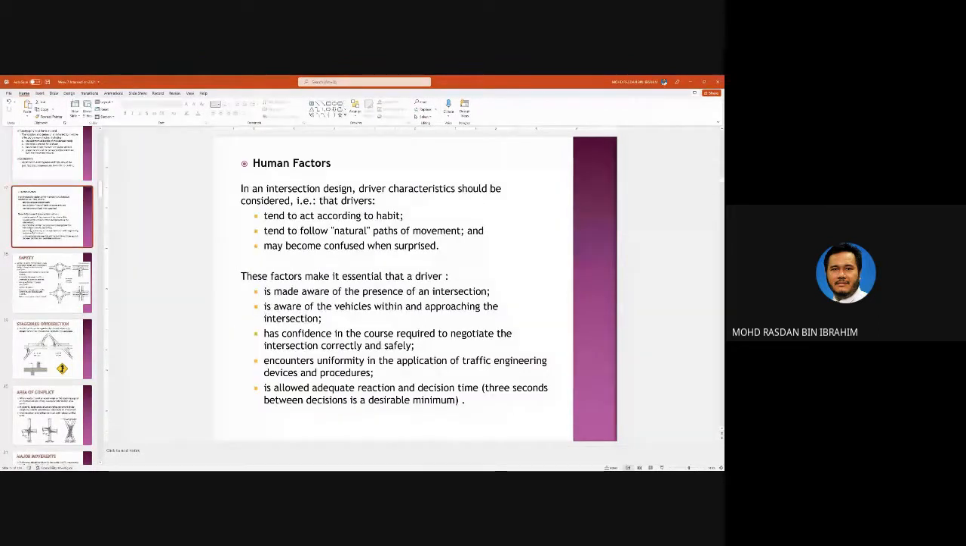And then human factors. In an intersection design, driver characteristics should be considered. Drivers tend to act according to habit, tend to follow a natural path of movement, and maybe become confused when surprised. Although those characteristics sound like characteristics of a horse, that is human nature. We tend to act according to habit and tend to follow a natural path.